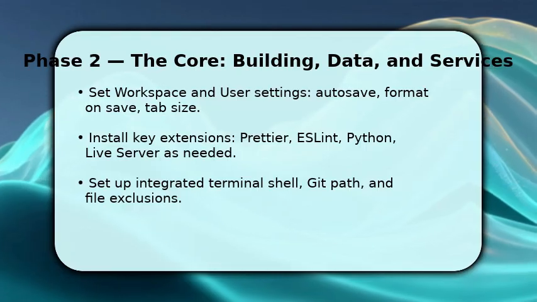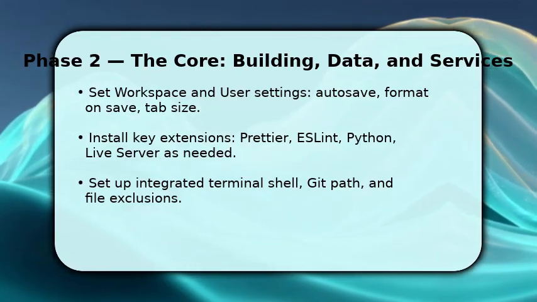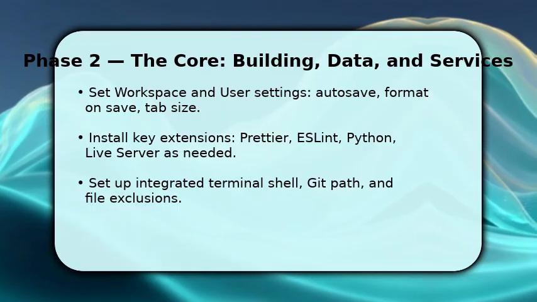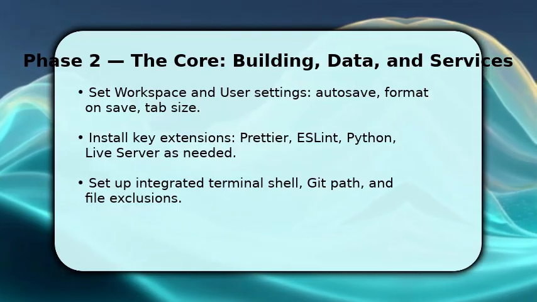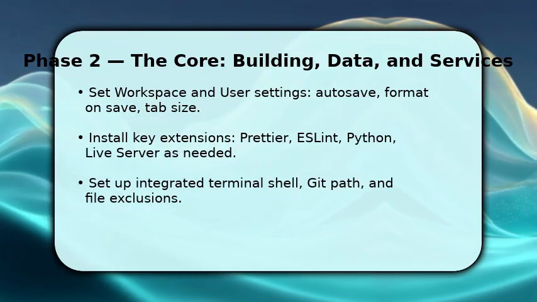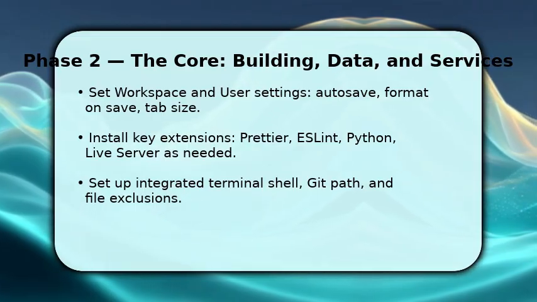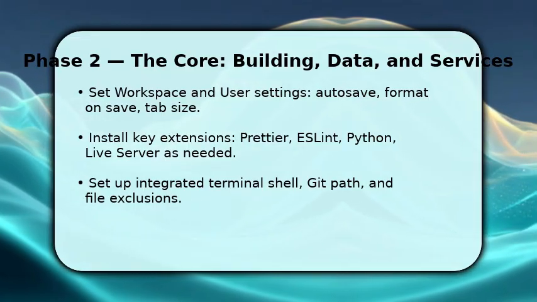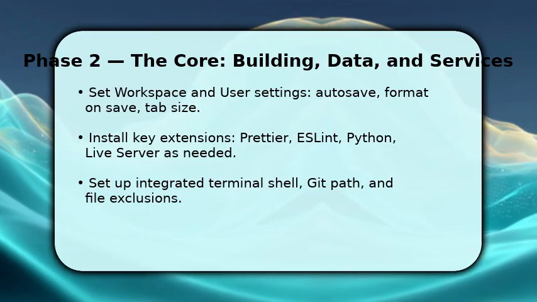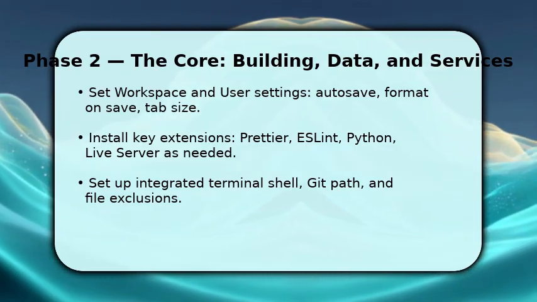Install critical extensions like Prettier and ESLint for consistent formatting, plus language packs such as Python or Live Server for quick previews. Make sure your integrated terminal uses the preferred shell and point VS Code to your Git path. These choices speed development and reduce repetitive fixes.